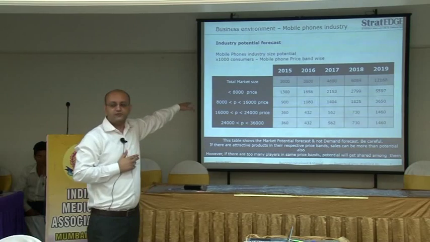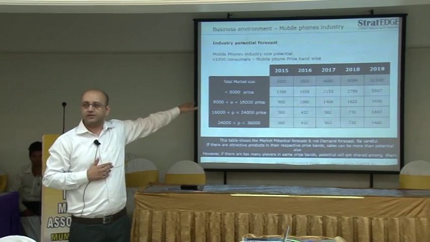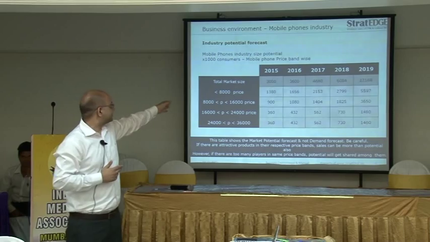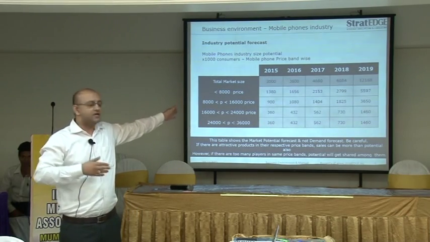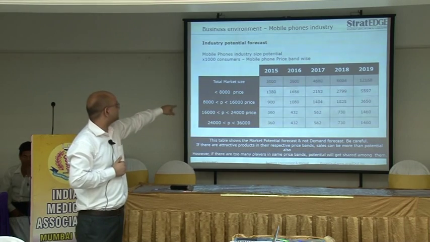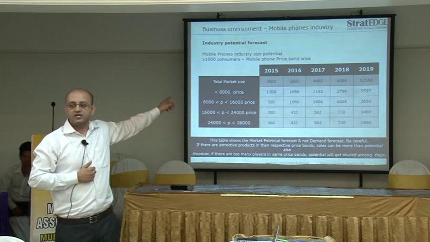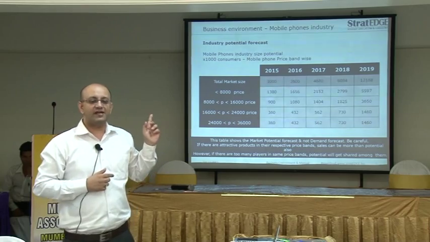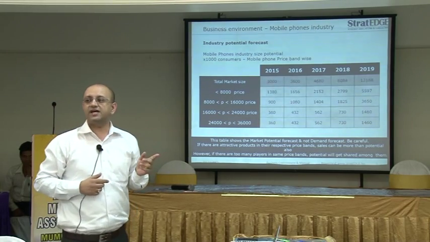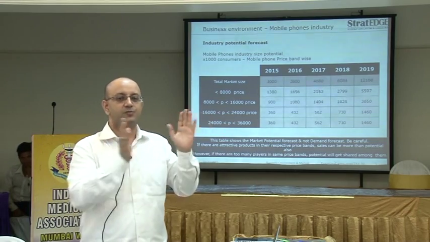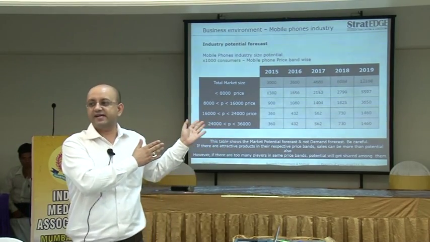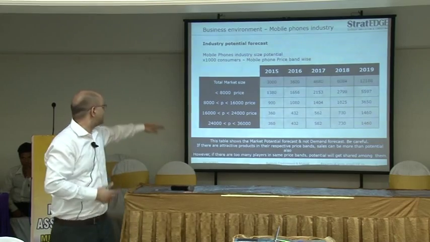able to make mobile phones which are priced less than 8,000 price category, in which the first year of business which we are going to run now, that is 2015, the total market size is 13,80,000 consumers. So in all, there are 13 lakh 80,000 potential consumers who can buy your mobile phone if you are producing a mobile phone in the price category of less than 8,000. Similarly, you can see the others.